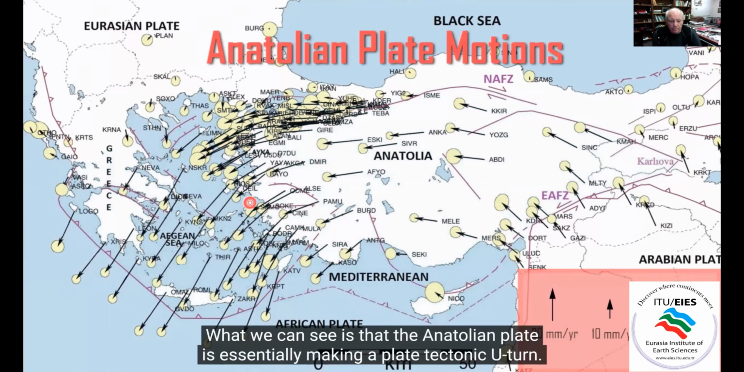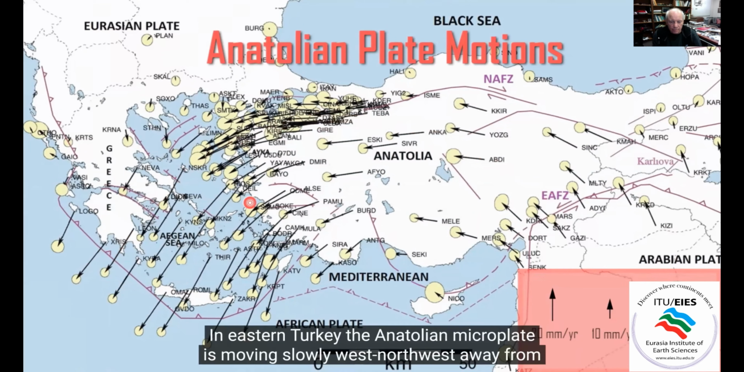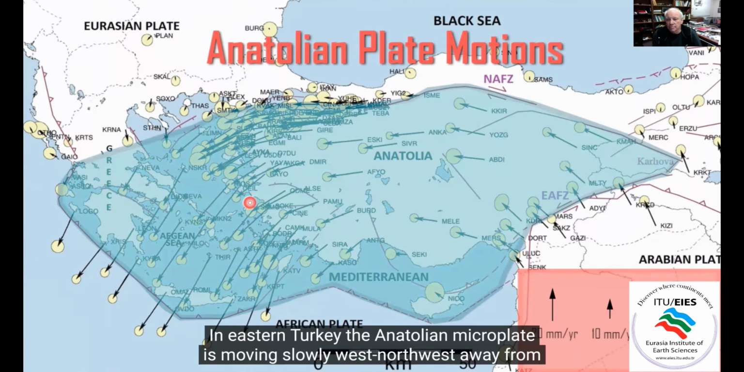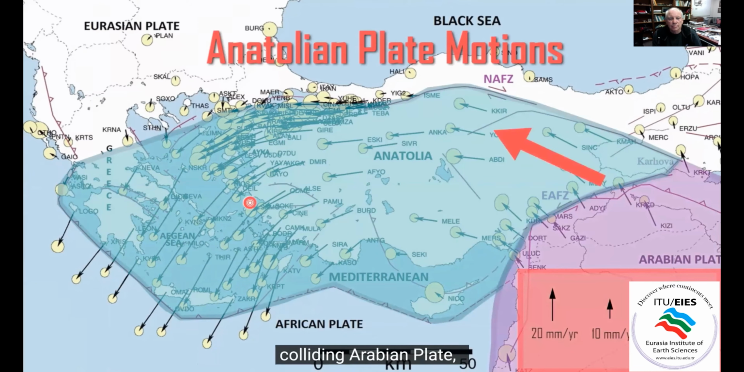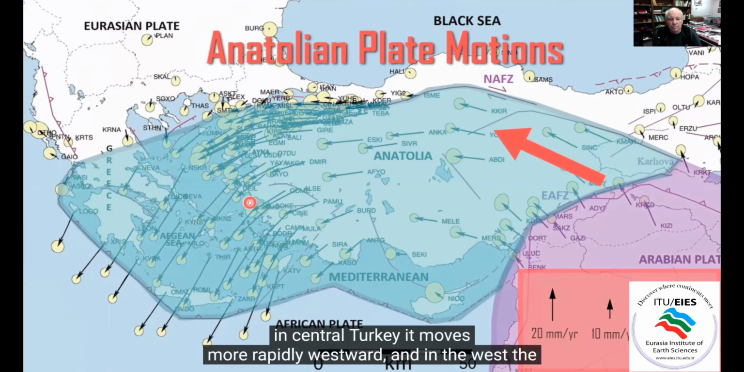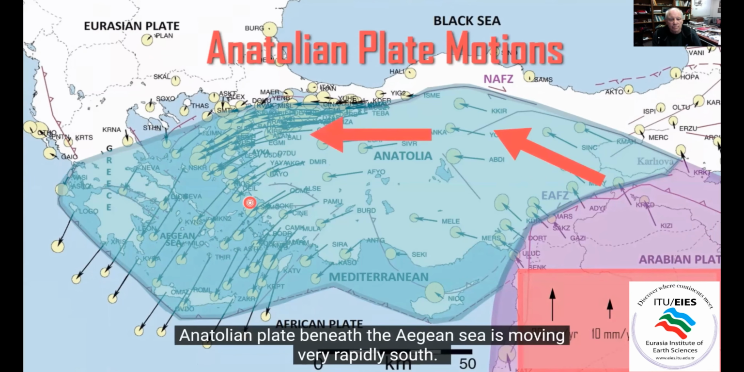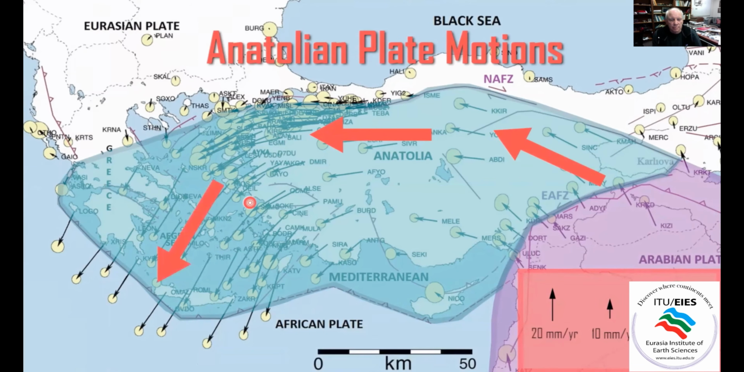What we can see is that the Anatolian plate is essentially making a plate tectonic U-turn. In eastern Turkey, the Anatolian microplate is moving slowly west-northwest away from the colliding Arabian plate. In central Turkey, it moves more rapidly westward. And in the west, the Anatolian plate beneath the Aegean Sea is moving very rapidly south.